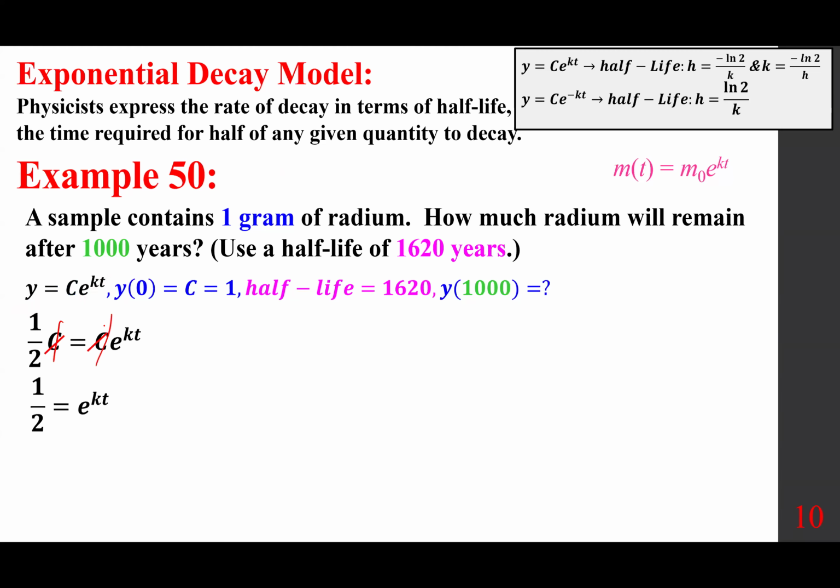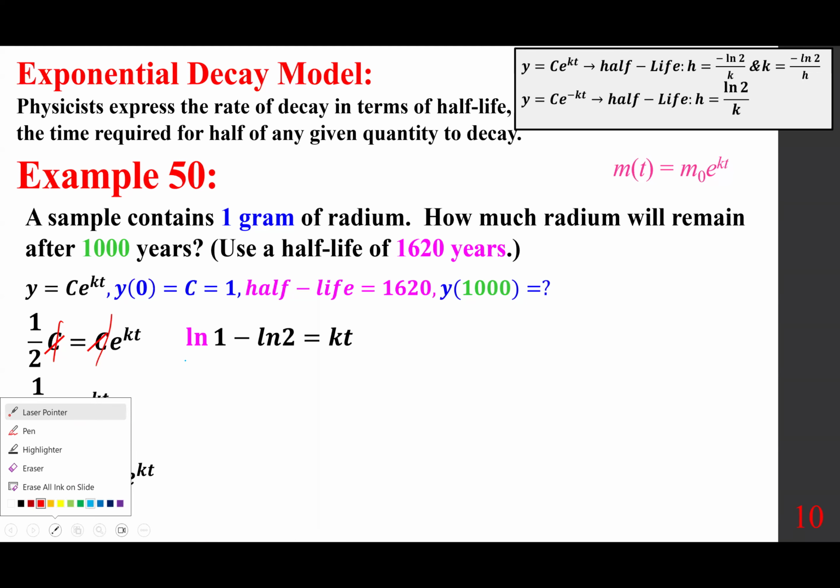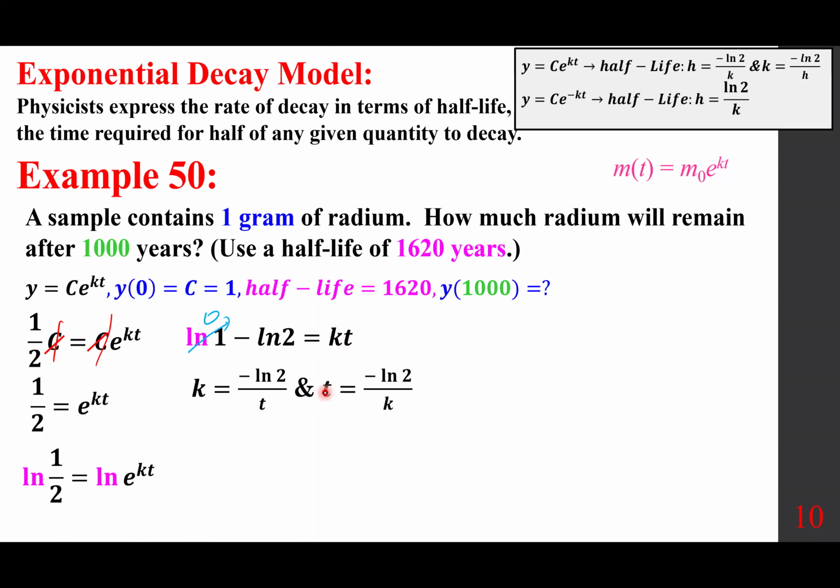And now if you take the natural log of both sides, why natural log? Because this one has a base e, and the left side is ln 1 minus ln 2, the right side is kt. I hope everybody knows ln 1 is 0. So kt is minus ln 2. If you solve for t, you get minus ln 2 over k. If you solve for k, you get minus ln 2 over t. And as I said, for t, minus ln 2 over k. And that's exactly what we had here.